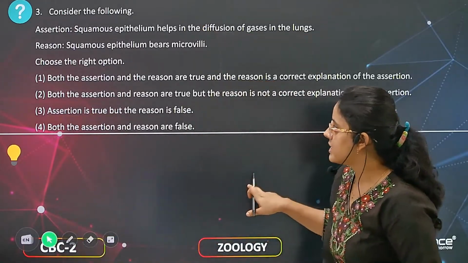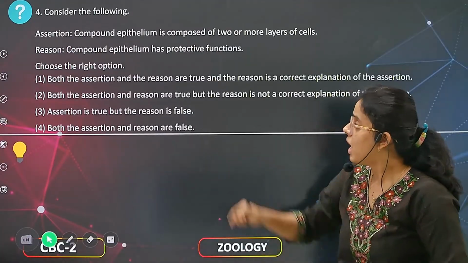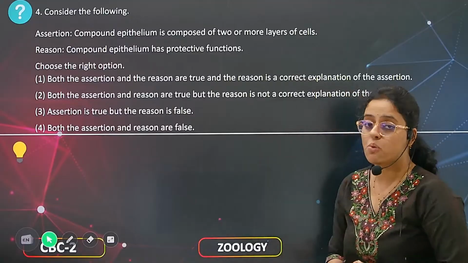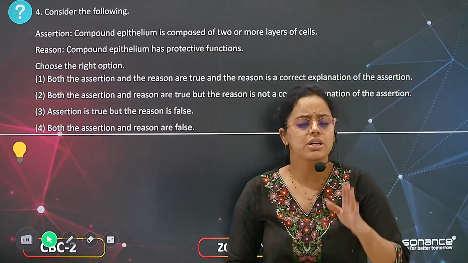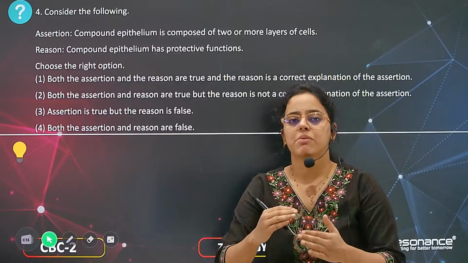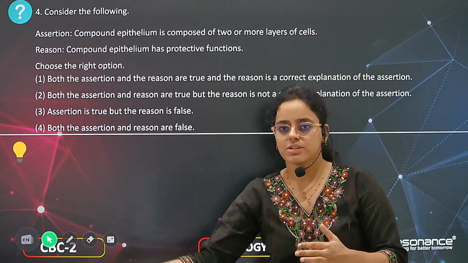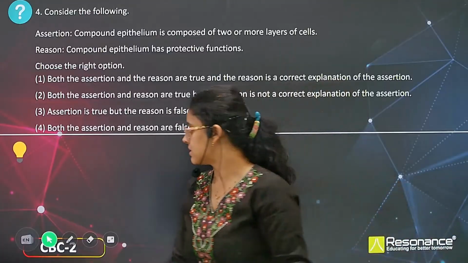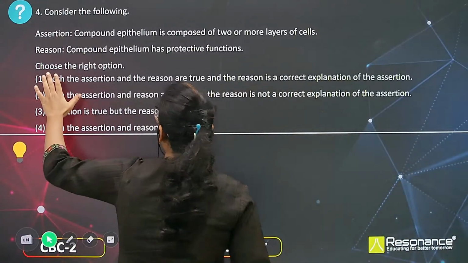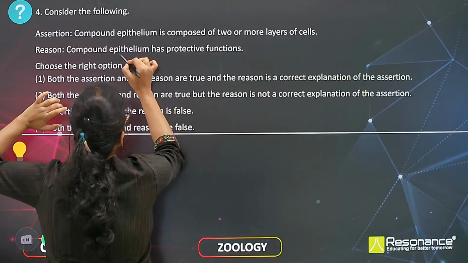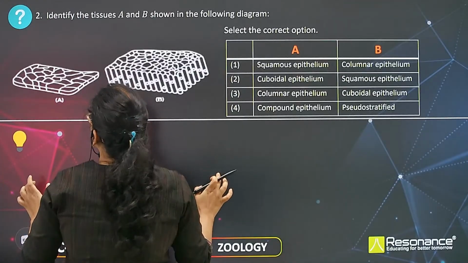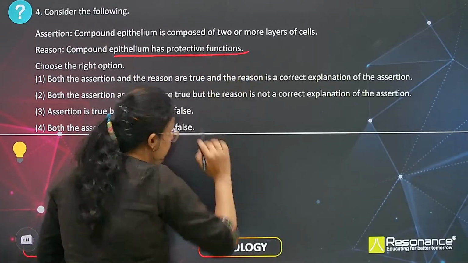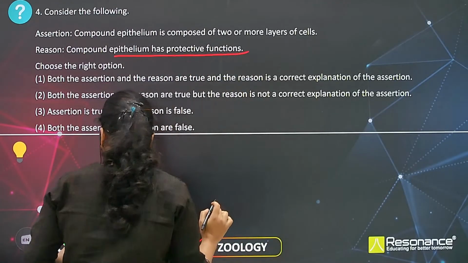Now coming to the next question. Again we are going to have assertion reason. Assertion: compound epithelium is composed of two or more layers of cells. True. If compound epithelium is made up of more than one layer of cells, then it is called compound. If we have only one layer of cells, it is called squamous, right? Just before this slide we have learned about it. Reason: compound epithelium has a protective function. Very good. Again this is a correct statement.